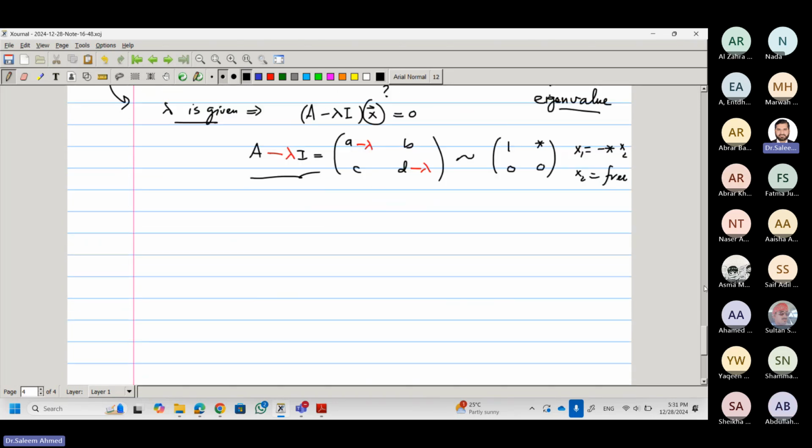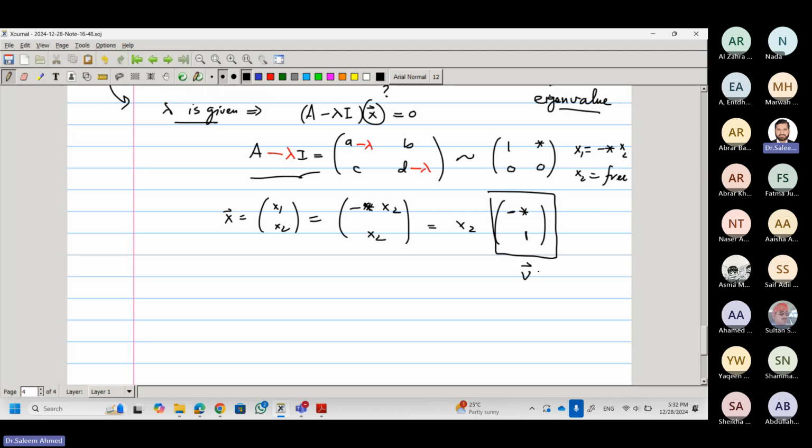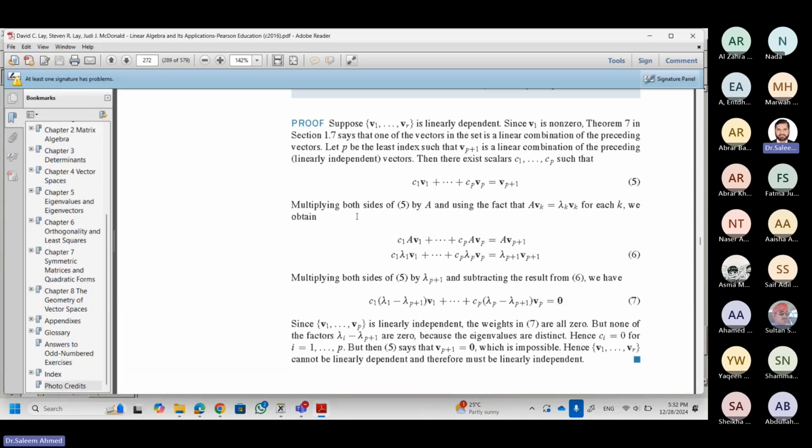So usually if x2 is free, let's say you write x as x1, x2, whatever x2 is, that minus whatever number you got here with x2. Since x2 is free, you will take x2 common, and you will get a number inside, 1 here, right? So just drop this x2, whatever you get here, that is your eigenvector v. Just write v as this given vector, whatever number that is. So in that example, it became minus 1 and 1.